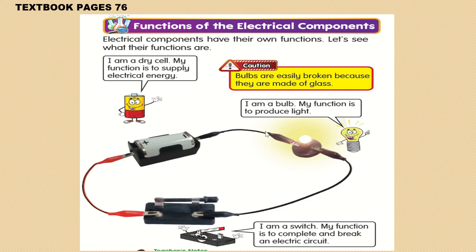Now, this one is the wire. So to complete the electric circuit, we need the dry cell battery, we need the bulb, we need the switch, and we need the wire. This one is the wire.